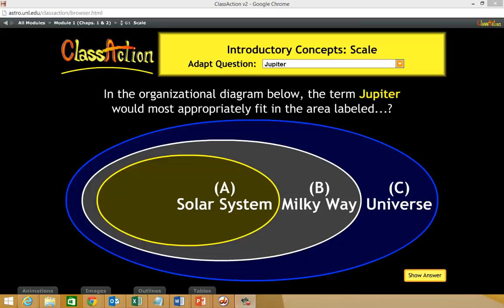So what you're looking at is the first class action question. This has to do with where Jupiter would fit in this Venn diagram. I'm going to give you a second to put in your answer. Read the question carefully, the answer, and then I'll tell you what I think.